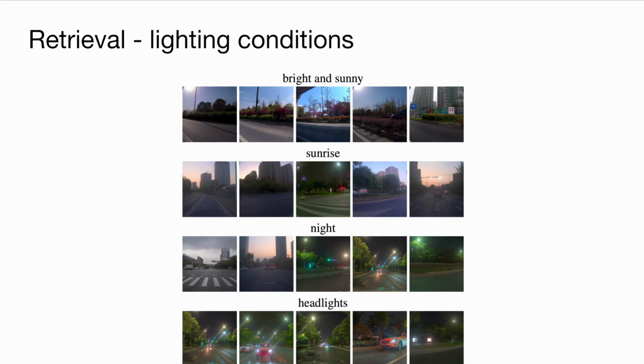Next, we try to push LidarCLIP to see if it's able to retrieve scenes that are not typically associated with LiDAR data. Here you can see various lighting conditions, such as bright and sunny, sunrise, night, and headlights. As LiDAR is an active sensor, it produces its own light. It's not obvious that the information about the general sun or lighting condition is available in the point cloud. However, somewhat surprisingly, LidarCLIP is able to retrieve these scenes relatively well. Perhaps most surprising is how well it can retrieve scenes with many oncoming headlights.